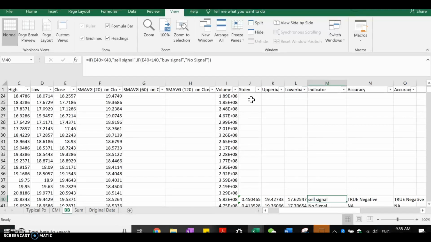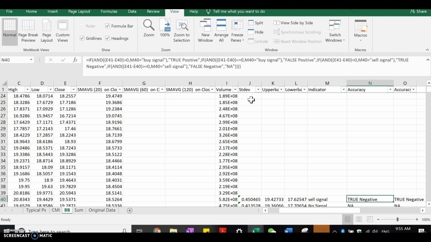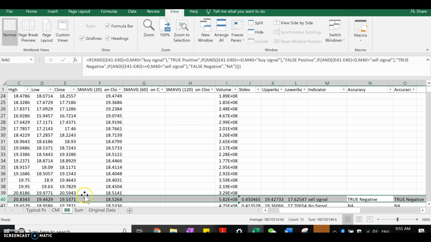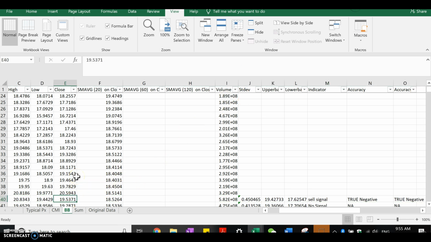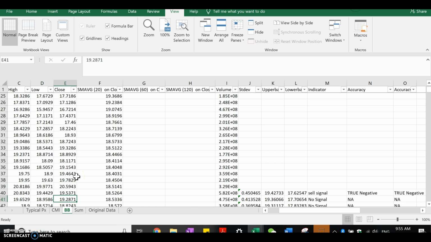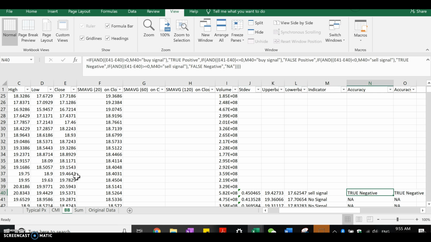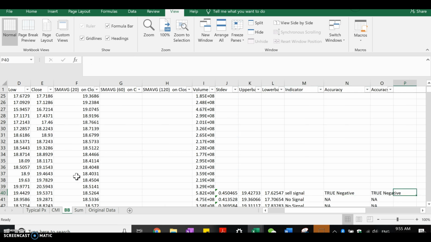And then we can generate the signals. If the close price is greater than the upper band, that means probably the price is too high, so we generate a sell signal. Otherwise, it's a buy signal. And the accuracy check is similar. In this case, when we look at this day's price, it's 19.5. The next day is 19.3. So it's actually going down, and we generated a sell signal. That means we're right, so we have a true negative.